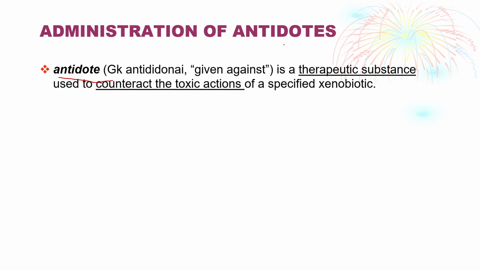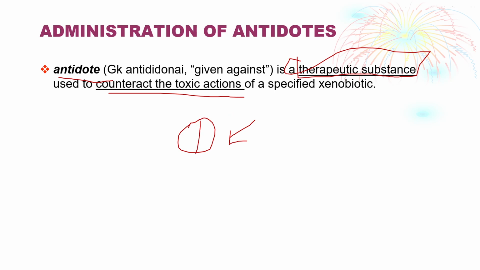Antidotes are actually therapeutic substances. First thing, they must be used for a therapeutic purpose. They are the therapeutic substances which counteract the effect of toxic things. For example, if we have some toxic poison producing signs and symptoms inside the body, and we introduce something else to this poison that decreases the effect of the toxicity, we can call that an antidote. So an antidote is a therapeutic substance that counteracts the toxic action of any xenobiotic.